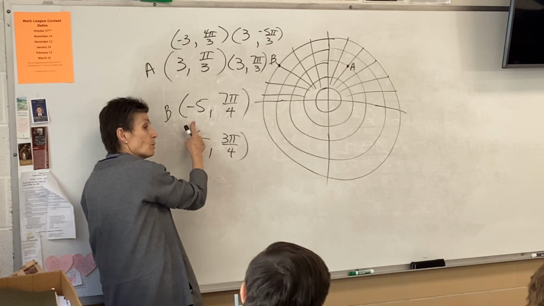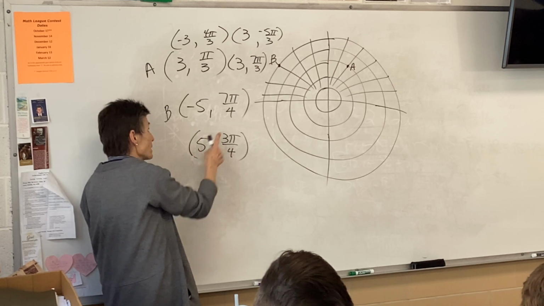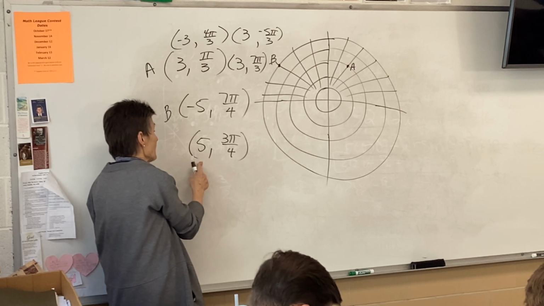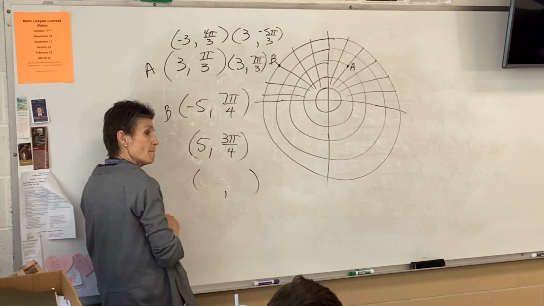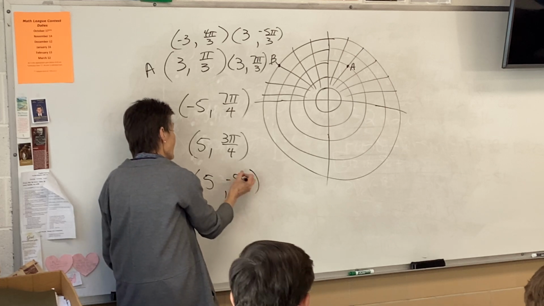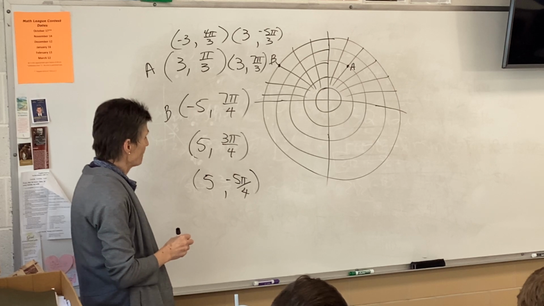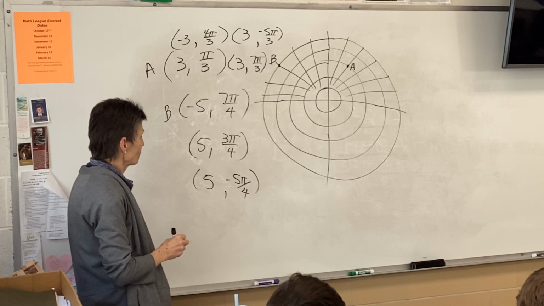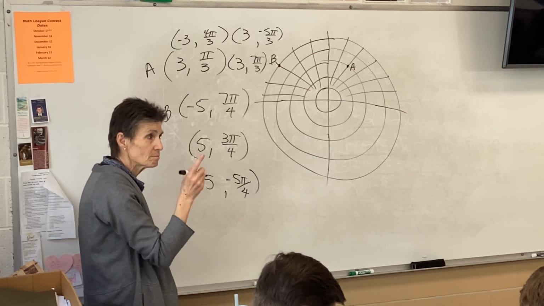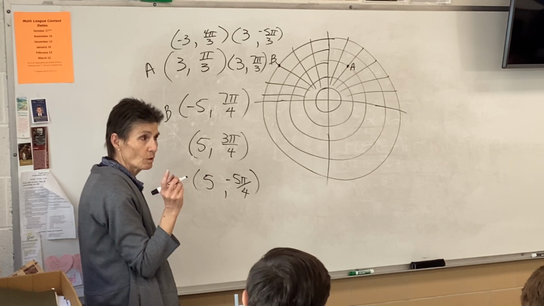Now, this one, in order to plot it, I went ahead and rewrote it with a positive r in order to plot it. So I changed this by pi. So this would be another way of writing that. You may come up with another way of writing that. 5 comma negative 5 pi over 4, is that one? Do they have another one? We discuss any of that? We're all just good?